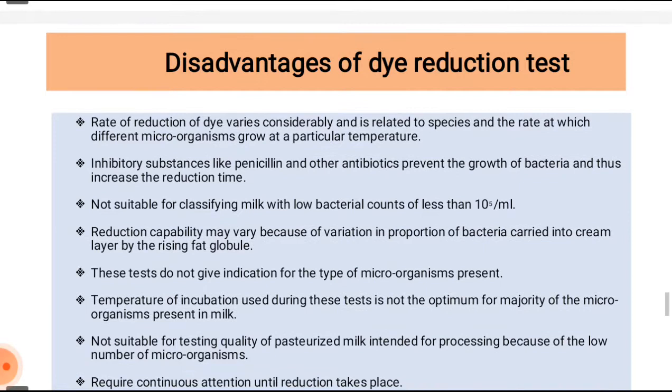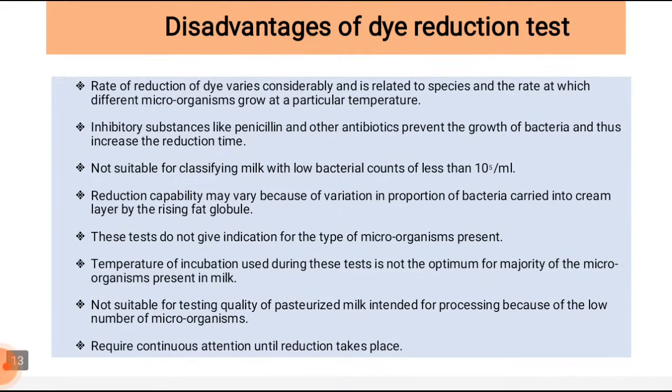Then the disadvantages of the dye reduction test. The rate of reduction of dye varies considerably, and it is related to species and the rate at which different microorganisms grow at a particular temperature. Inhibitory substances like penicillin and other antibiotics prevent the growth of bacteria and thus increase the reduction time, and give a false result. Not suitable for classifying milk with a low bacterial count of less than 10 raised to the power 5 per ml. Reduction time may vary because of variation in the proportion of bacteria carried into the cream layer by rising fat globules.